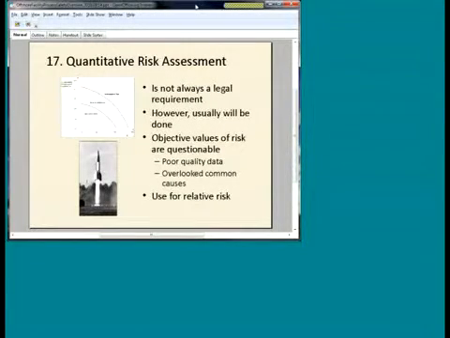A quantitative risk assessment, as I understand it, is not always a legal requirement. I believe that in some Australian safety cases you do not have to do this, but typically people do. It's not controversial, debatable, because the objective values of risk are so difficult to defend. The data we use is typically of pretty poor quality, although the offshore industry has done quite a good job there with the ARESA database, and we overlook common causes.